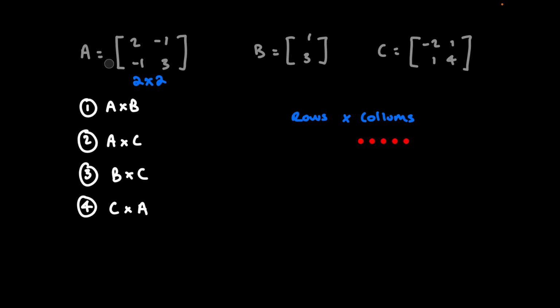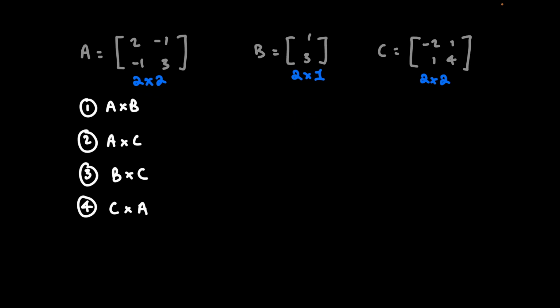Now let's have a look at matrix B. Matrix B has 2 rows, but only 1 column. So it's a 2 row by 1 column, or a 2 by 1 matrix. And lastly, we have another 2 by 2 matrix. So this is how we work out the dimensions of our matrices, and it's very important when we want to multiply matrices together. The reason for this is the following.